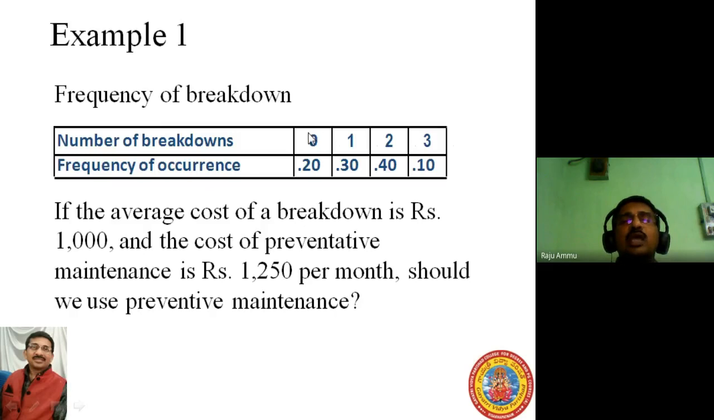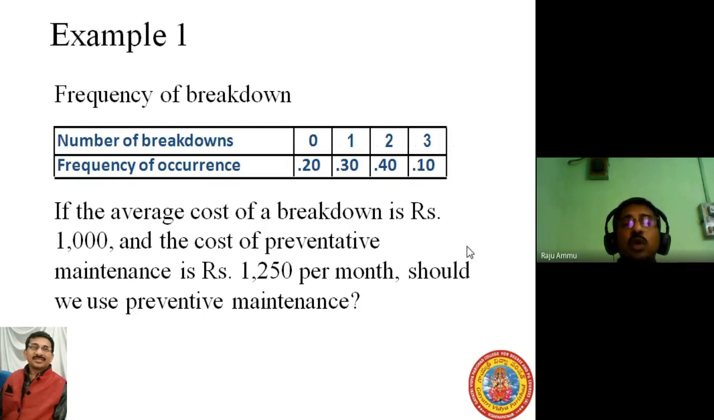So in a year, 20% chances are there not to have a breakdown. 30% chances are there to have one breakdown of the machine. 40% chances are there to have two breakdowns. 10% chances are there to have three breakdowns in a year.